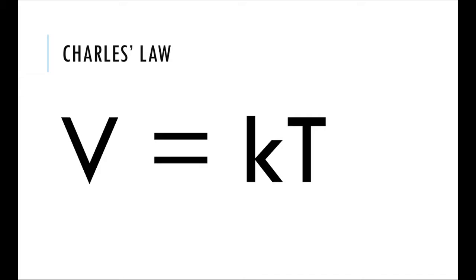Charles' law states that the volume of a sample of gas is directly proportional to its Kelvin temperature if the pressure is kept constant. V equals the volume, T equals the temperature, and K is a constant that depends on the number of moles and the temperature of the gas.